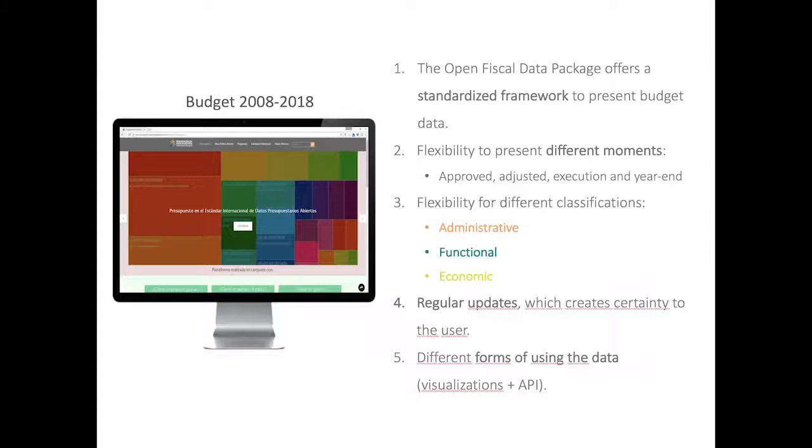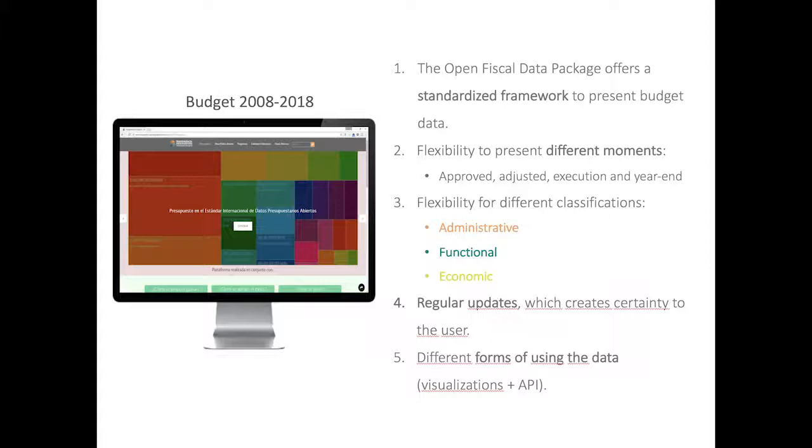We have regular updates. We update quarterly reports, which give certainty to the user, mainly civil society organizations, heavy users for this information. They value a lot the certainty of having the information updated regularly. And we have different forms of using the data. We use both the visualizations and the API that is given by the Open Fiscal Data Package.